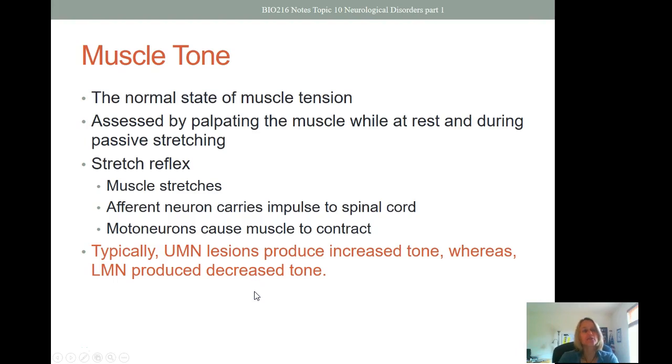Muscle tone refers to the normal state of muscle tension. It can be assessed by palpating the muscle while at rest and during a passive stretching exercise. With the stretch reflex, let's say I'm passively moving somebody's muscle around the joint. The muscle stretches, that sensory information is carried to the spinal cord, and then motor neurons can cause the muscle to contract. Typically, if we have a lesion of the upper motor neuron, this is going to produce increased tone, whereas a lesion to the lower motor neuron, the one that directly innervates the muscle, would produce decreased tone.